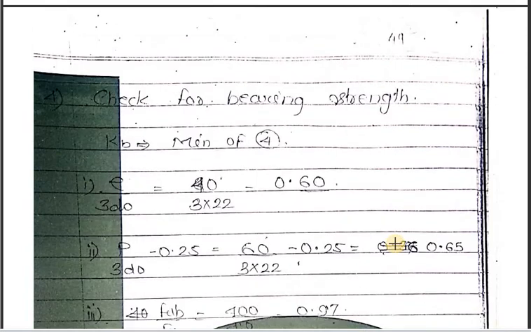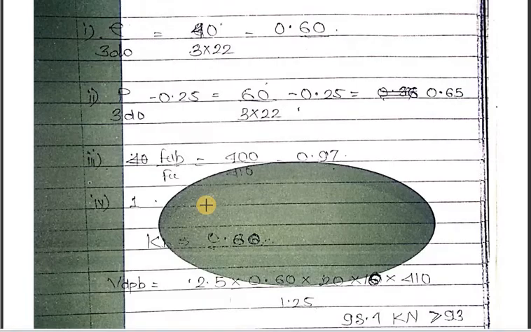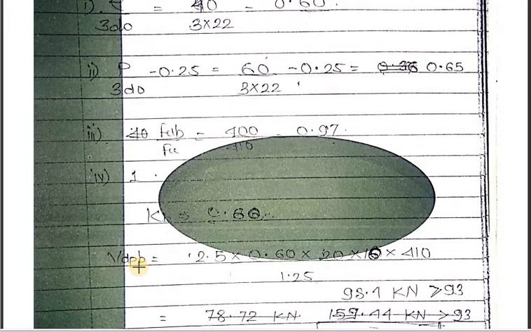Again, we can have a check on bearing also, because the minimum is the bolt value. So we can check for bearing also. It will be more than the shear strength of the bolt, but for our satisfaction, we will have a check on bearing also. So what is the formula for bearing? That is Vdpb = 2.5 Kb d t fu / gamma mb. It has been given in IS codes. Every part has been mentioned in IS codes.